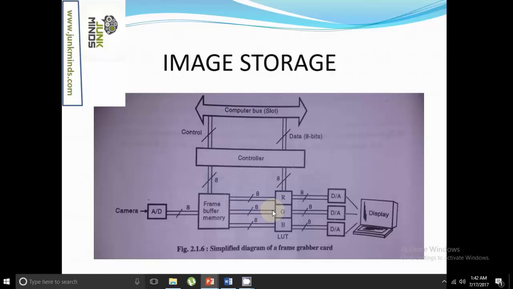The contents of the memory are continuously read out at a video rate of 30 frames per second, passed through the D/A converter and displayed on the monitor. So this is the entire flow. The data, passing through analog or digital, is further passed to frame buffer memory, which is the own memory of the frame grabber card, different from the computer bus controller. Under their control, the data is further transferred by DMA transfers, and this data through the D/A converter is further displayed on the monitor. So this is the entire flow of image storage.